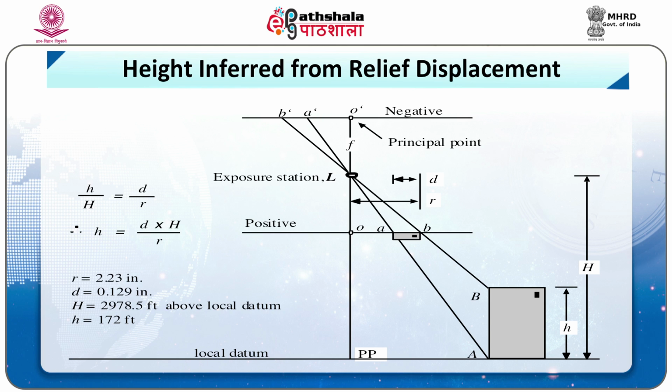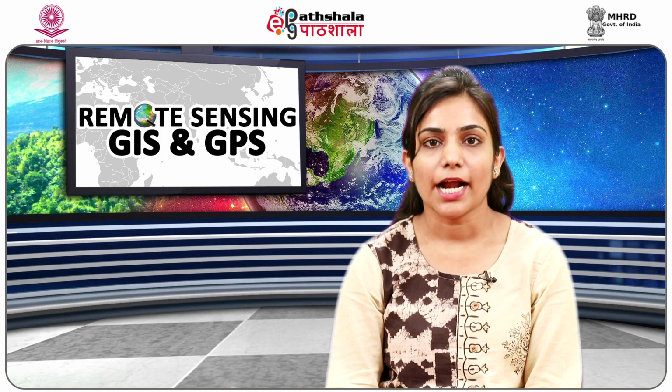Second is the distance of the object from the nadir point. Nadir point is the point vertically beneath the camera center. When the distance of the object is more from the nadir point, the relief displacement will be more. Next is the height of the feature.